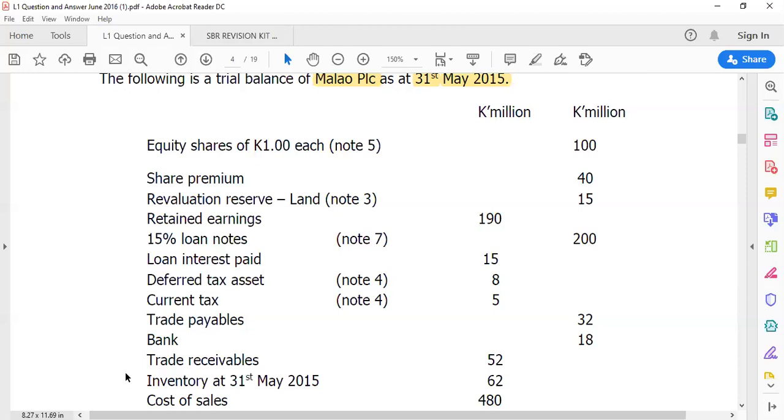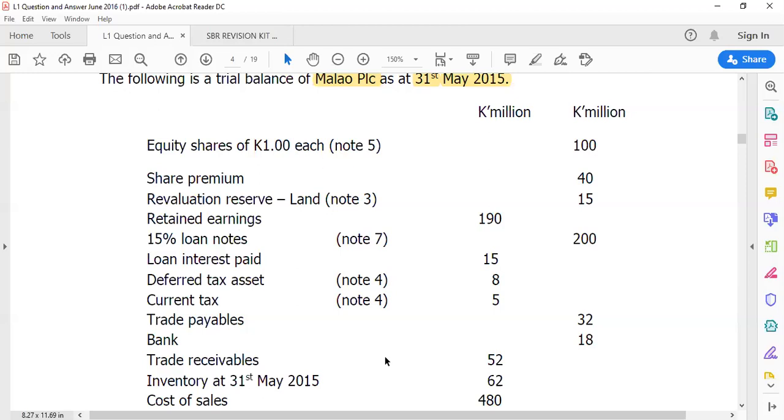So let's use our strategy to quickly make our financial statements, make the formats. So how do we do it? We check out what is here. Simply go through, see, there's revaluation reserve, share premium, loan notes, interest, and so on. And no, the format doesn't change. It's just the same. So let's go.